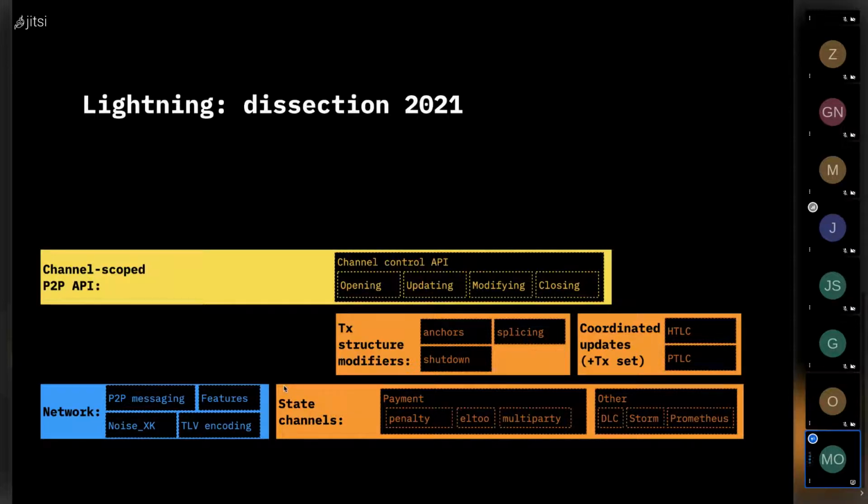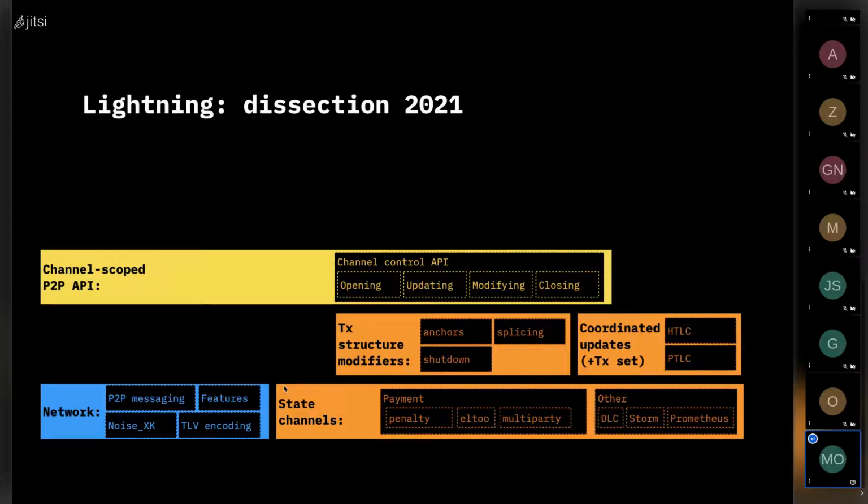What it consists of is the channel control API defined by Bolt 2. This API says how you can open a channel, update channel state, modify channel state, and close. By modification, I mean, for instance, splicing a channel. So it's not an update to the balance, but an update to the transaction structure and on-chain status of different transactions inside the channel, and closing the channel.